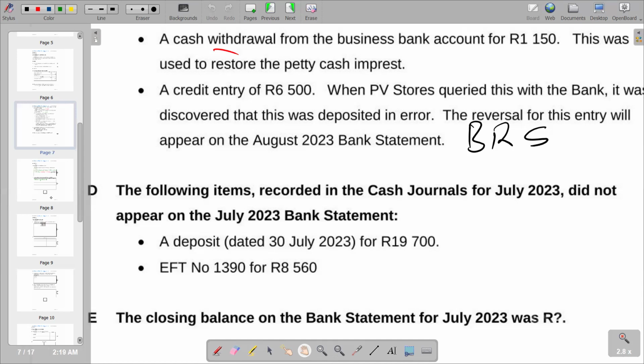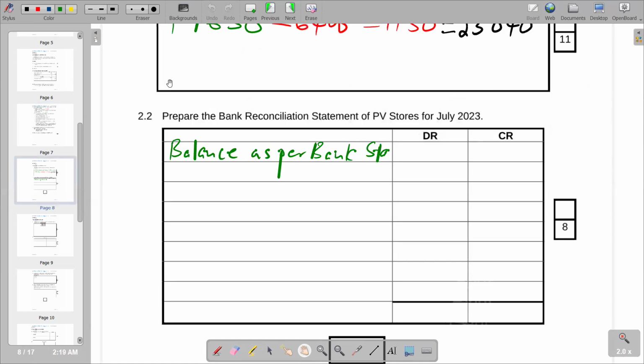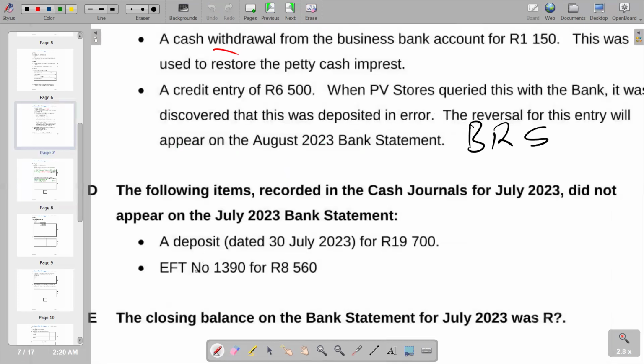So we come in, we are saying outstanding deposits, and then the amount that we have is 19,700. And you know that deposits go to the credit side of the bank reconciliation. So we are saying 19,700. And then from there, we try to see according to the next item that we have, which is EFT number 1390 for 8,560.